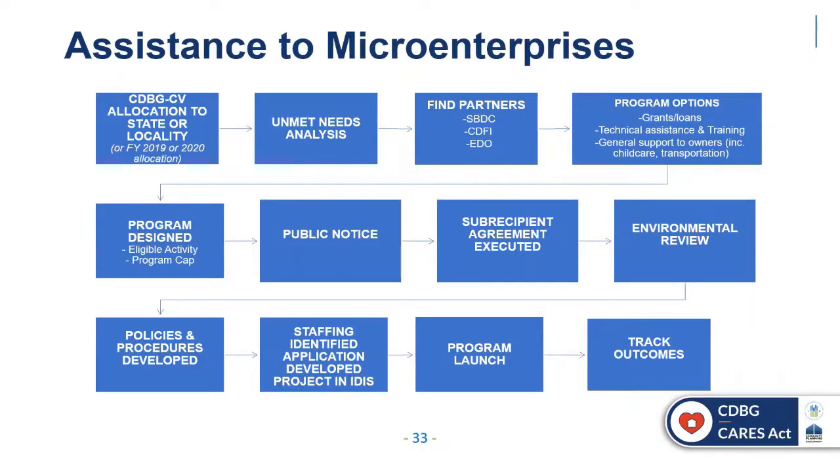Hi. This slide shows the process flow for development of a program to assist microenterprises. This type of economic development program involves providing technical assistance, grants, loans, and other financial assistance to establish, stabilize, and expand microenterprises to revitalize communities and local economies. As you can see, the program development process is similar to that of the business grant and loan program.